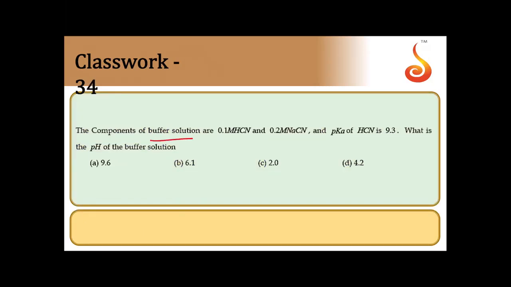34. The components of buffer solution are 0.1 molar HCN and 0.2 molar NaCN, and pK of HCN is given to us. What is the pH of the buffer? So the buffer consists of weak acid HCN and a salt of a strong base. They have given the concentrations of acid as well as salt, and pK is also given to us. Direct substitution in the formula.